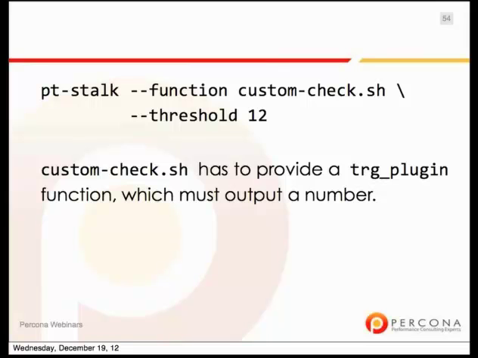and it will go and look for that file on disk, and it will load a function called trg_plugin that the file should provide. And the only thing required out of this function is that it outputs a number, and then this number will be compared to a threshold, and if it matches, it will trigger a capture. So for example, I have used it in the past to trigger captures when load average goes beyond a certain level. This is also very useful if you don't want to monitor MySQL.